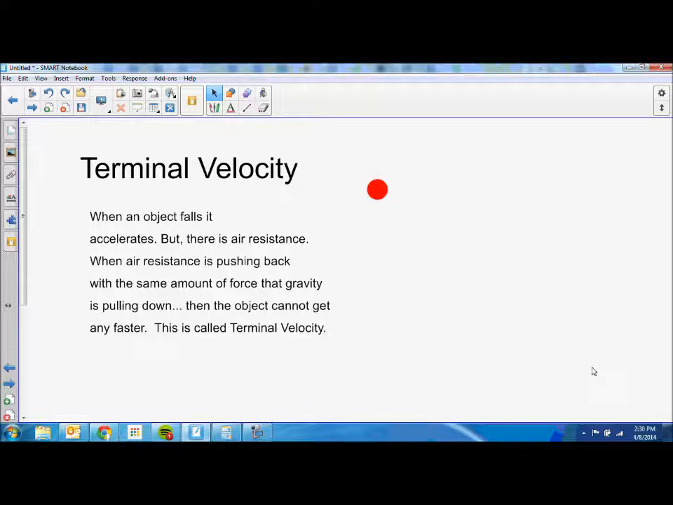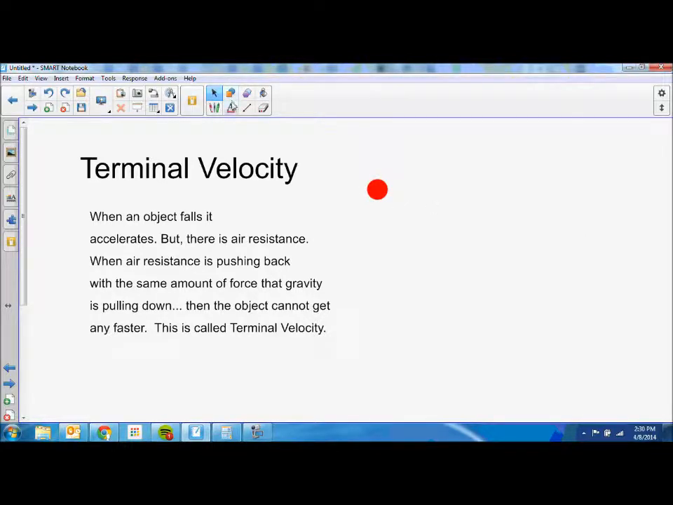And at a certain point, the air resistance is going to be equal to the amount that gravity can pull down on you. And so when gravity can't pull down any faster on you, because the air pressure or air resistance is pushing back on you, that's called the terminal velocity.